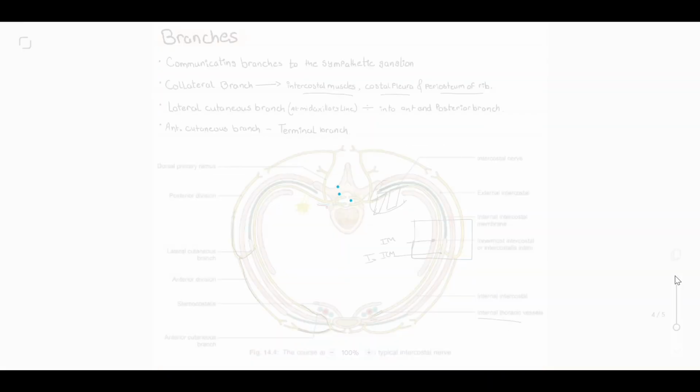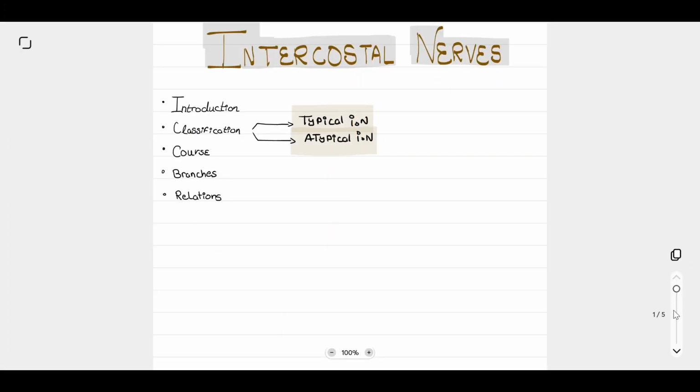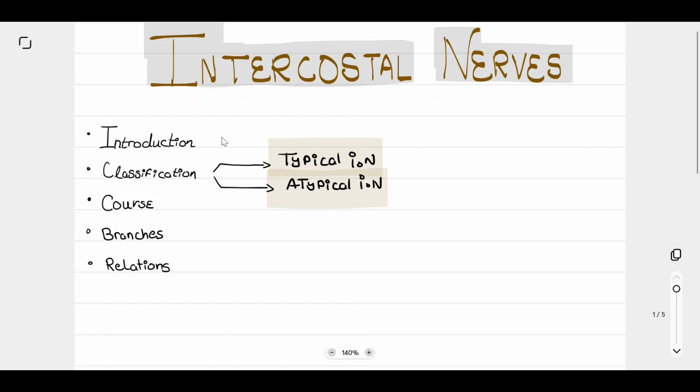This concludes our module on intercostal nerves. Now we are done with the introduction, typical intercostal nerves, course, branches and relations.